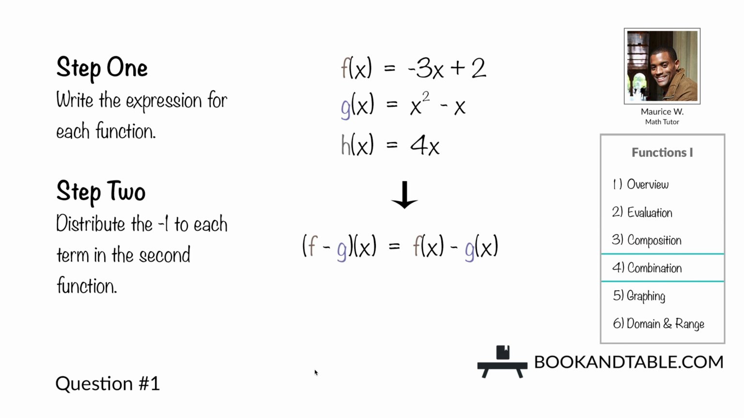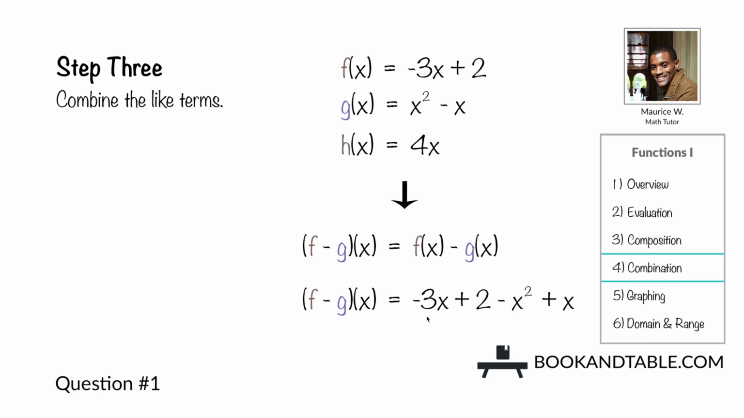Question number 1, write the expression for each function. So we know f minus g of x is equal to f of x minus g of x. So we want to write out the f function and the g function. So that gives us negative 3x plus 2 minus x squared minus x. And now step 2, distribute the negative 1 to each term in the second function. That would give us negative 3x plus 2 minus x squared plus x. Negative 1 times negative x would give us plus x.